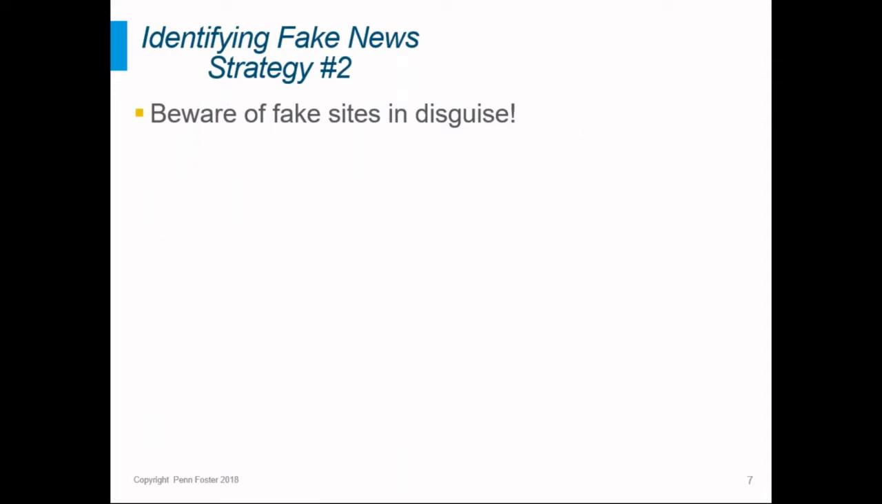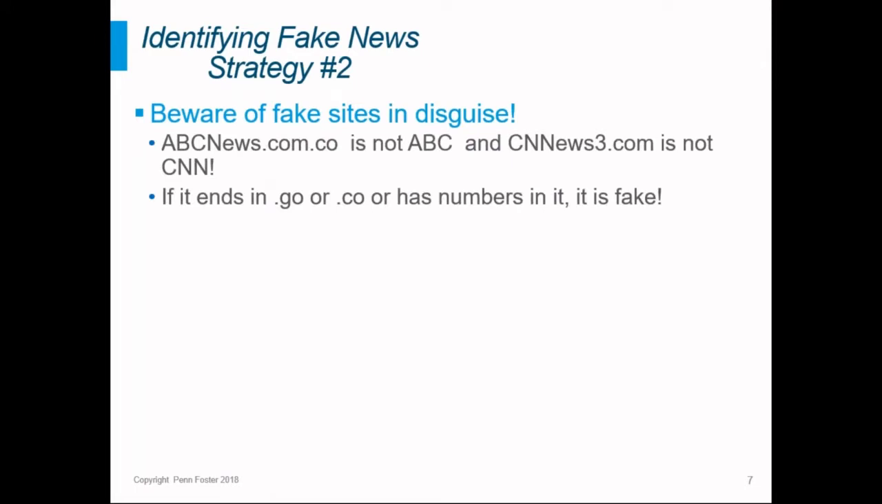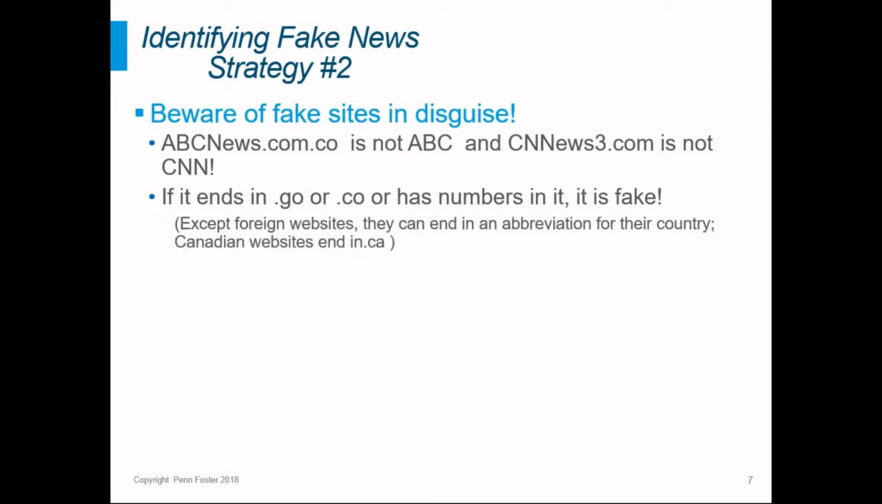The next strategy is to beware of fake news sites disguising themselves as real sites. Look at the web address. abcnews.com.co is not ABC News, and cnnnews3.com is not CNN. If it ends in .go or .co or has numbers in it, it is probably a fake. However, do keep in mind that other countries have abbreviations at the end, so if you're looking at a Canadian news source, their website may end in .ca, but it may still be reliable.